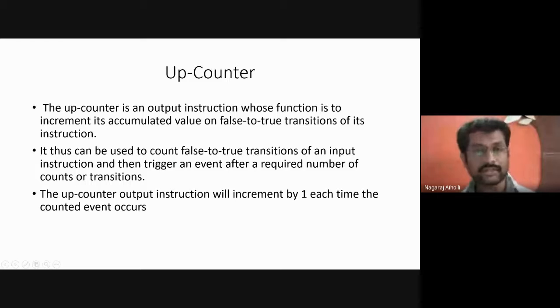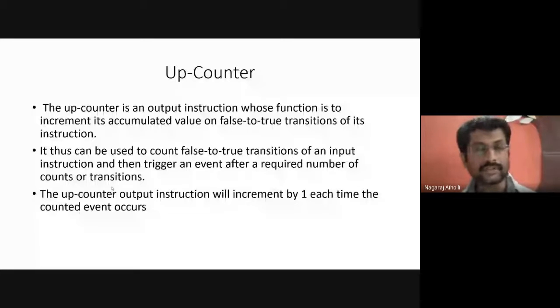It can be used to count false to true transitions of an input instruction and then trigger an event after a required number of counts or transitions. It has reached the count value. If you want any event to occur, you can make the event trigger once the count value has reached, say, 20. If you want to perform certain actions or control the field devices, you can do so once the counter has reached its maximum value.